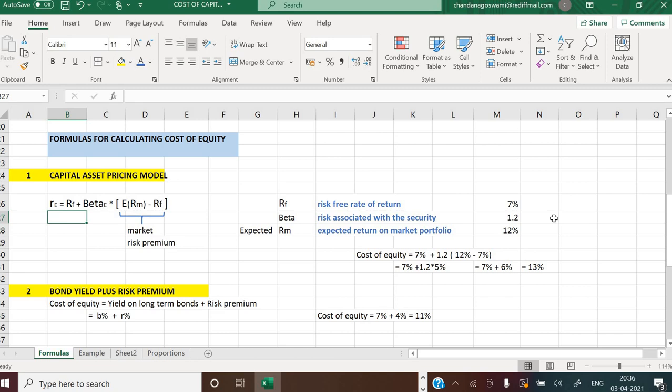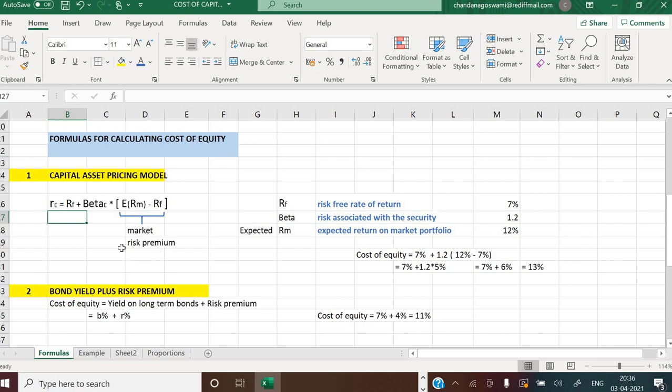Expected return from the market portfolio, that I have put in as 12%. So you will understand that if you would have invested in the stock market, what is the return that you would get? So that will be an indicator of expected return on market portfolio. And I am subtracting again this risk-free rate of return out here. So this expected return on market portfolio minus the risk-free rate of return is referred to as market risk premium.